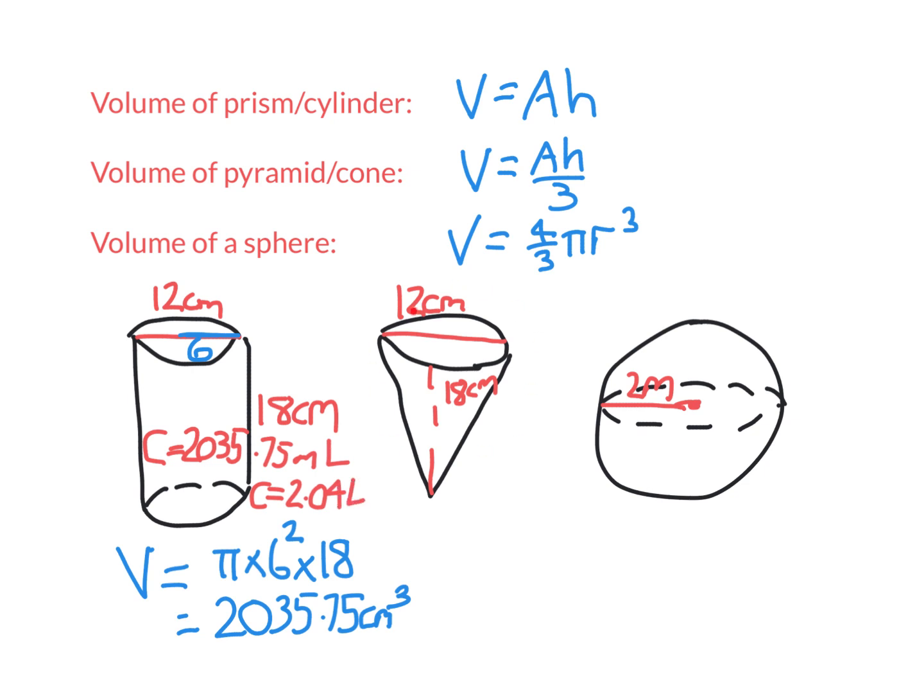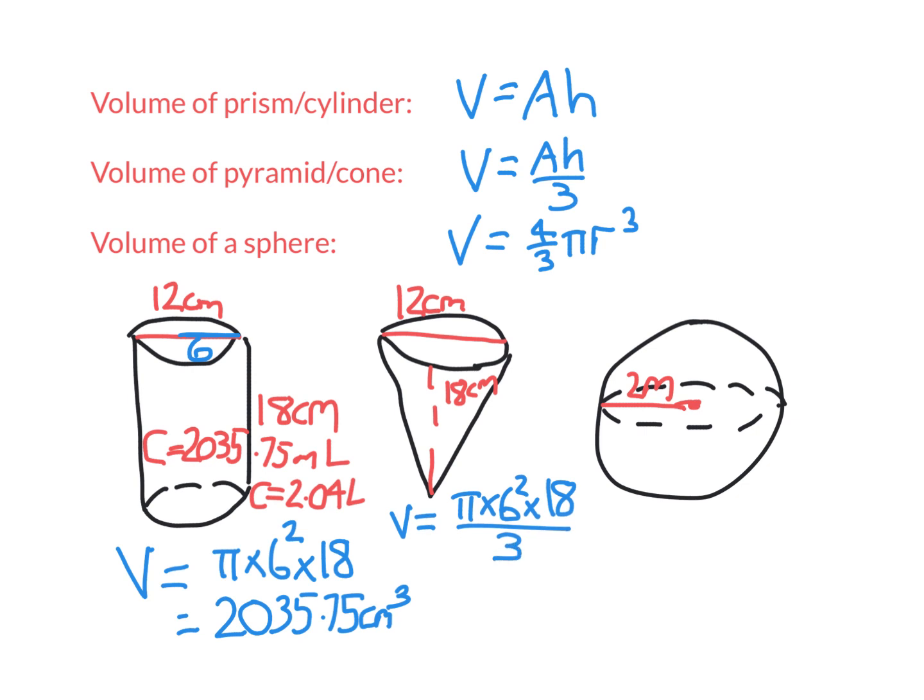All right, let's now look at this. This is a cone. So notice it has like the same dimensions as the cylinder. It has the same diameter and it has the same perpendicular height of 18 centimeters. So when you're finding the volume of it, it's going to be the same as the cylinder. It's area of base times height. But when it's a cone or pyramid, you need to divide by 3.